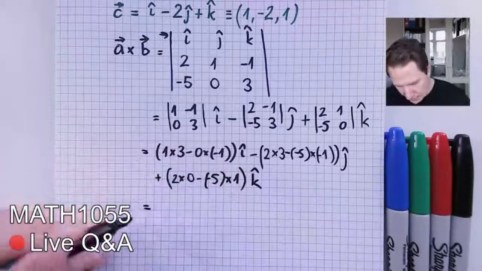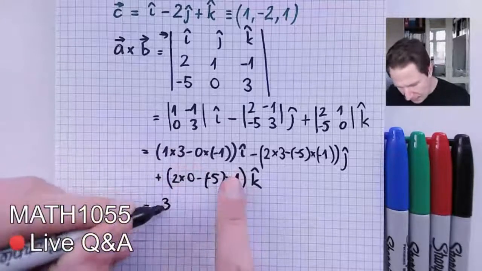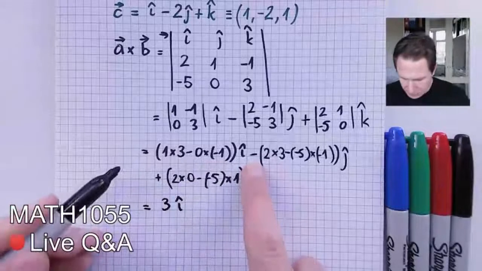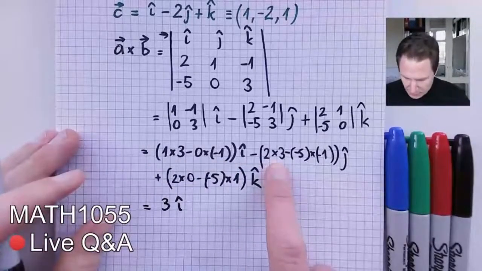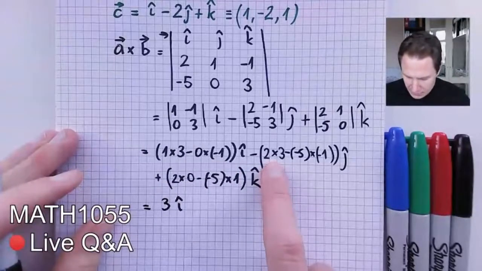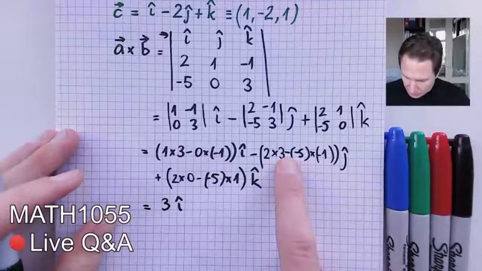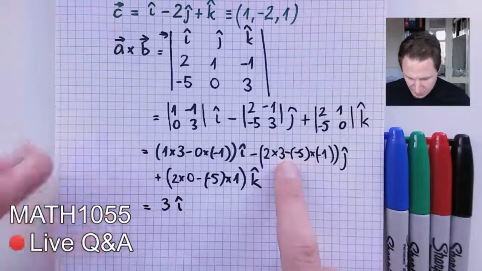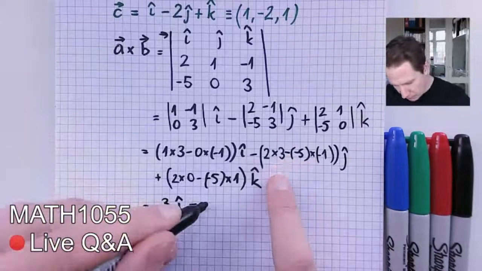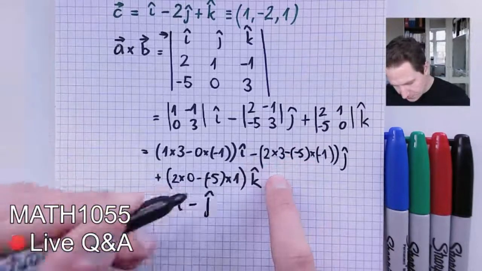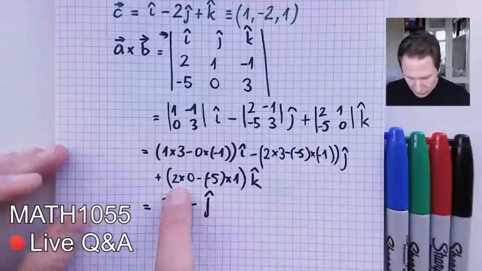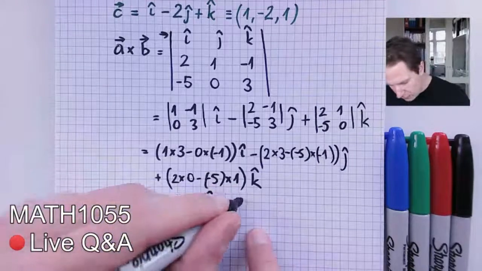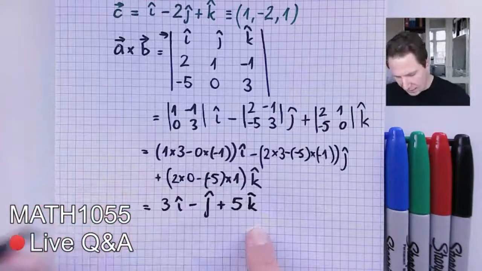So what we get is 3 i hat for the first component. Then we have minus, well, let's see what we have in the parentheses. We have 6 minus 5, that's 1. So that's -1 j hat. And finally, we have 0 minus -5, so that's +5 for the coefficient of k hat.